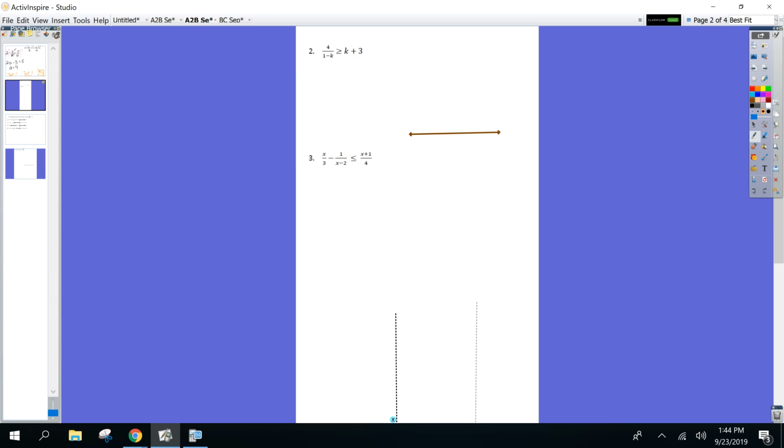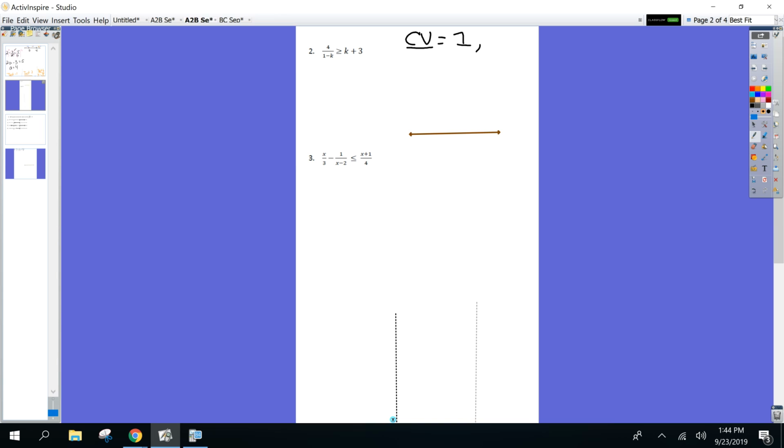Critical value. Don't try anything yet. First critical value: what would make this undefined? There's only one fraction up there. What makes it undefined? What value for k? 1. So we know 1 is a critical value, and it will go on our number line in a minute.